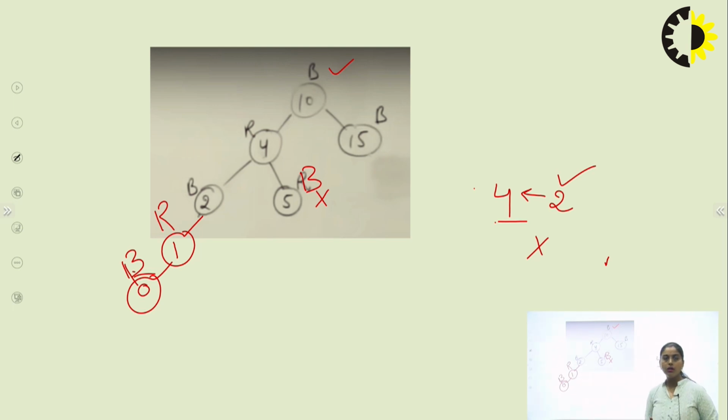So in short, there is another formula. If we consider the maximum path and the very smallest path, this relation is at most twice, not exceeding twice.